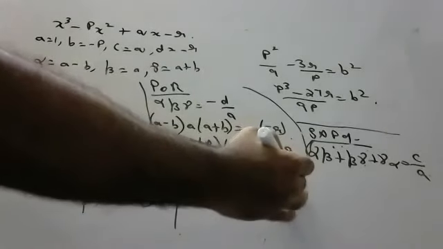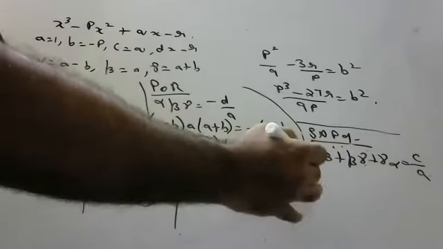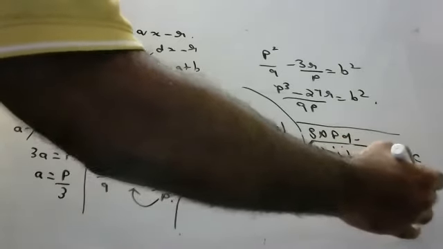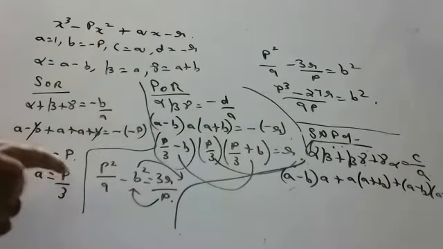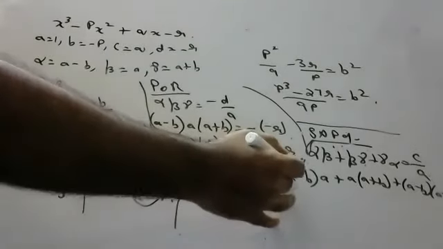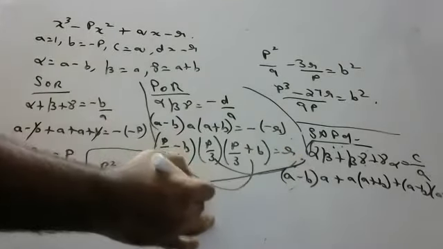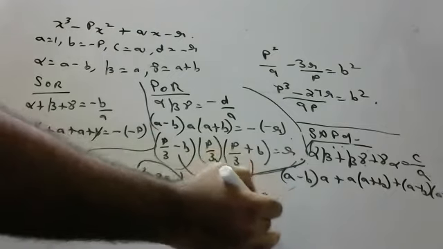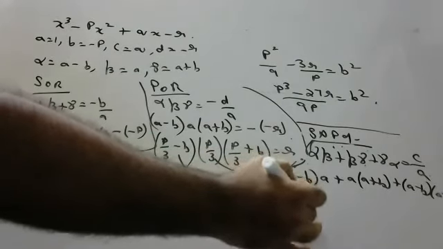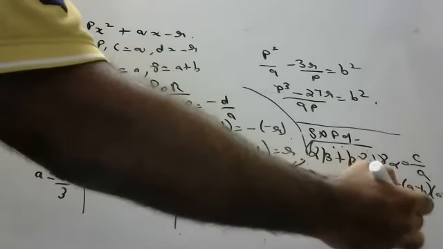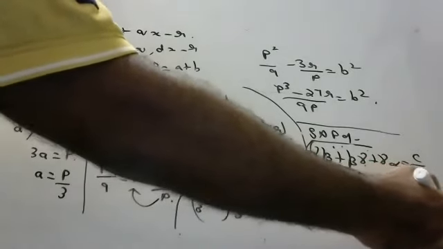What is alpha, children? a minus b. What is beta? a. What is gamma? a plus b. So alpha beta plus beta gamma plus gamma alpha is equal to c by a. Okay, children. So a, how much did you get? p by 3. b square also we can substitute, children. So p by 3 minus b into p by 3, plus p by 3 into p by 3 plus b, plus p by 3 minus b into p by 3 plus b is equal to c by a, which is q by 1.